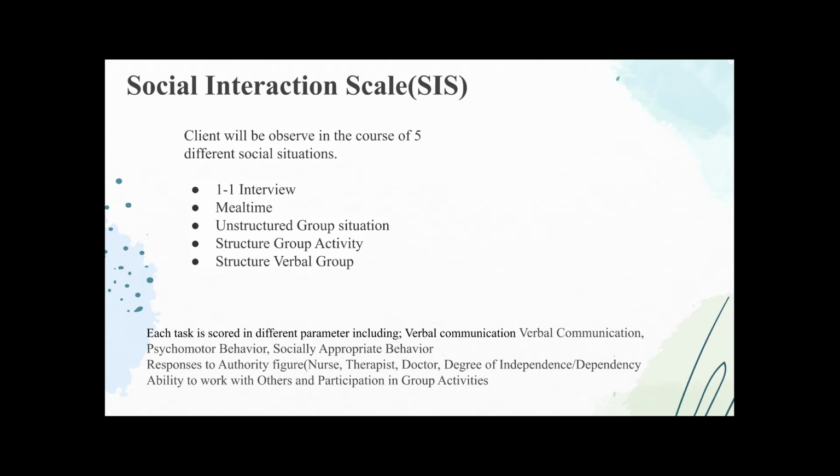The second part is the social interaction scale. It measures the level of social competency and allows assessment of 7 areas of social functioning, which are observed in the course of 5 different social situations, which include one-on-one interview, mealtime, unstructured group situation, structured group activity, and structured verbal group. Each task is scored in different parameters, which are listed down below.